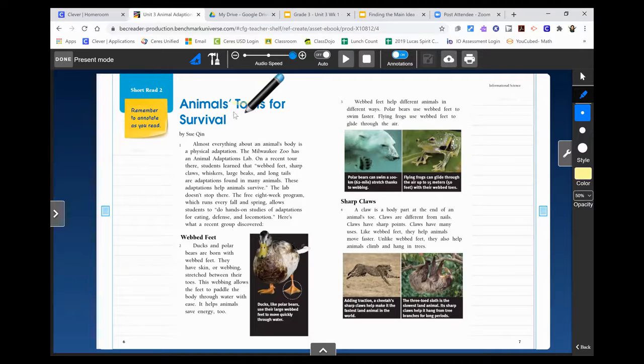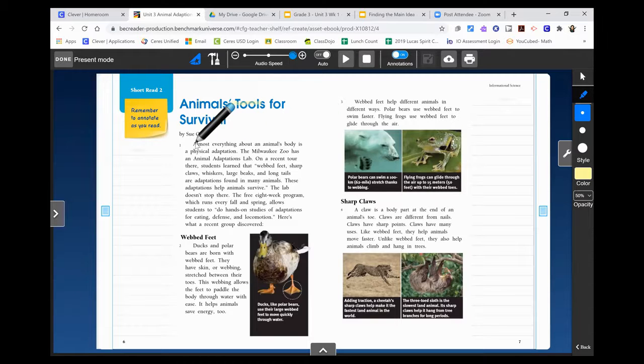Ready? Please get your highlighters ready and follow along with me. We are going to highlight key details, important details. Paragraph 1. Almost everything about an animal's body is a physical adaptation. Okay, I'm going to stop there real quick. Physical adaptation. I know physical means like parts of the body. So almost everything about an animal's body is a physical adaptation.